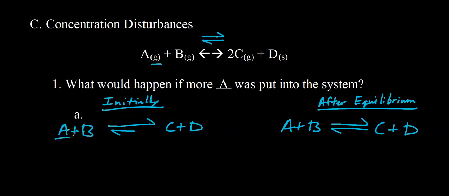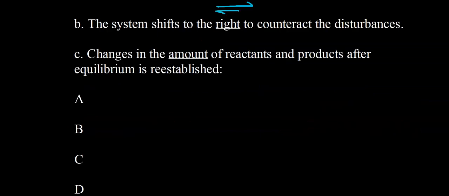And so again, that has implications on the amounts of the substances in the reaction. Point being, if the stress makes it so that the forward reaction is faster than the reverse reaction, we call that a shift to the right. All right, so again, equilibrium at some point will be reestablished. And when it is reestablished, what will happen to the amounts of the reactants and products? How do the amounts of the reactants and products compare to when before A was added?